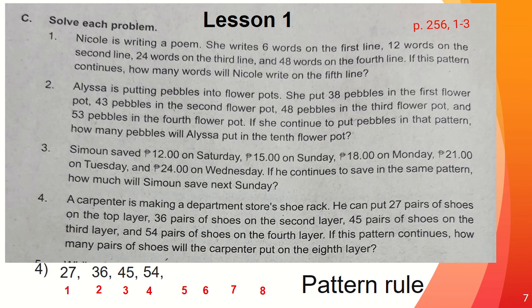27, 36, naging 45. So, the pattern rule is plus 9. So, kung plus 9 dito, 54 plus 9, we have 63. Plus 9, we have 72. Plus 9, we have 81. And plus 9, we have 90. And it is the 8th layer. So, it means the answer is 90 shoes.